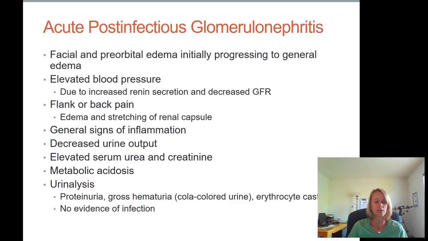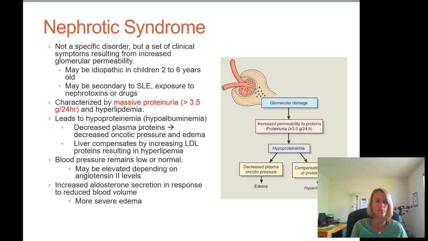Elevated serum urea and creatinine. That's also due to the decreased GFR. Metabolic acidosis. That's due to the decreased GFR. And if we look at the urinalysis, we'd see protein in it. We'd see lots of red blood cells creating kind of a cola-colored urine, erythrocyte casts, but no evidence of infection.